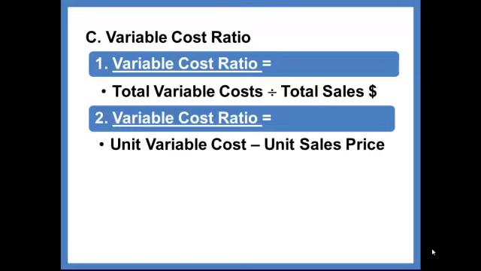Now, the other thing that we need to look at is the variable cost ratio, which can be calculated in two different ways: total variable cost divided by total sales dollars, or unit variable cost divided by the unit sales price. In other words, this too can be computed on a per unit basis or a total dollar basis, and you should get the same answer.